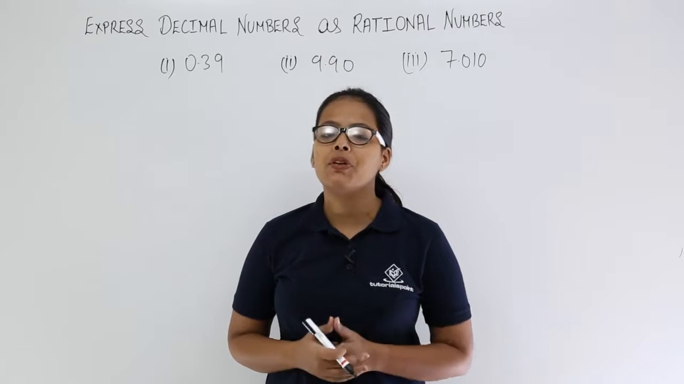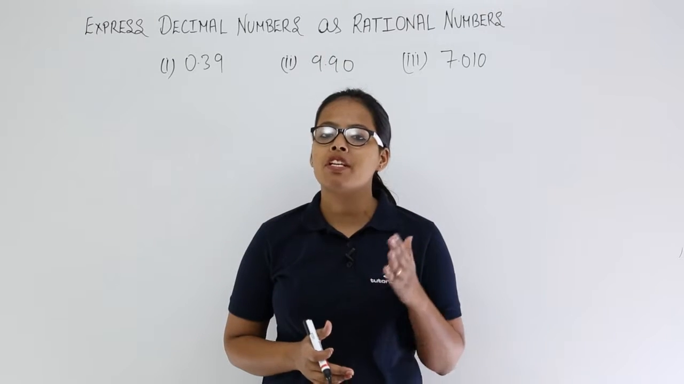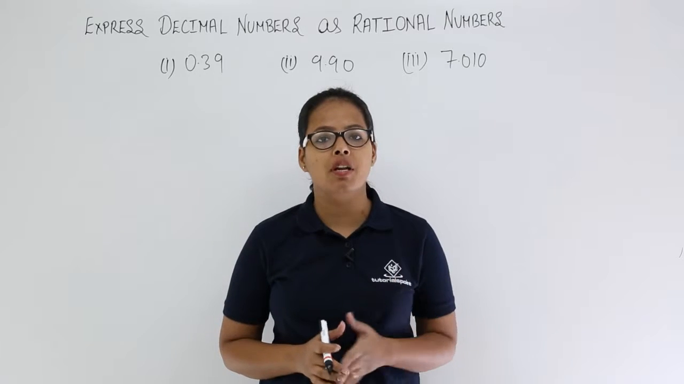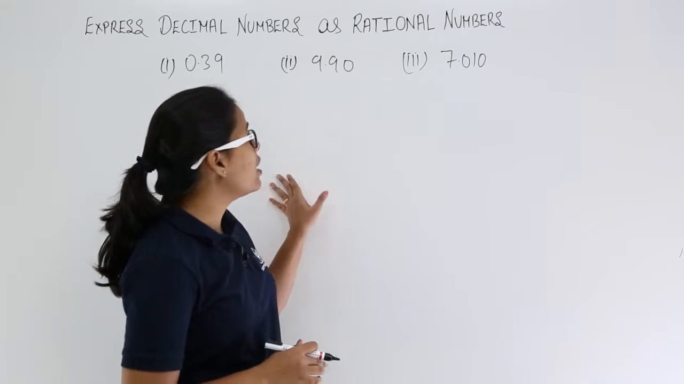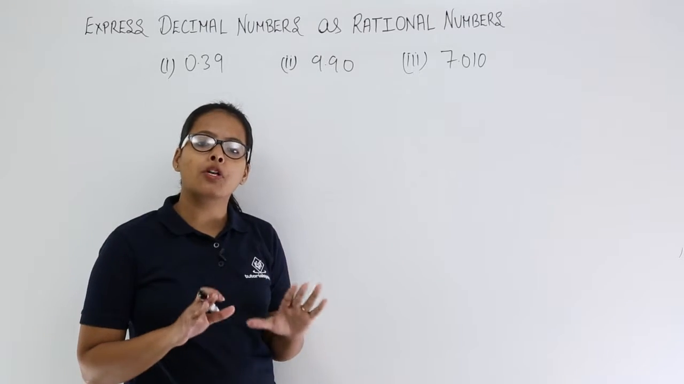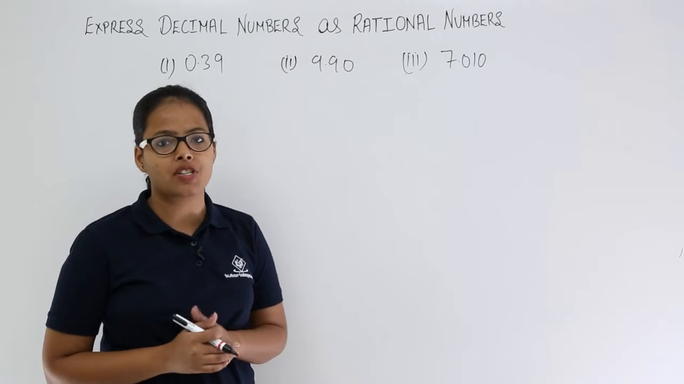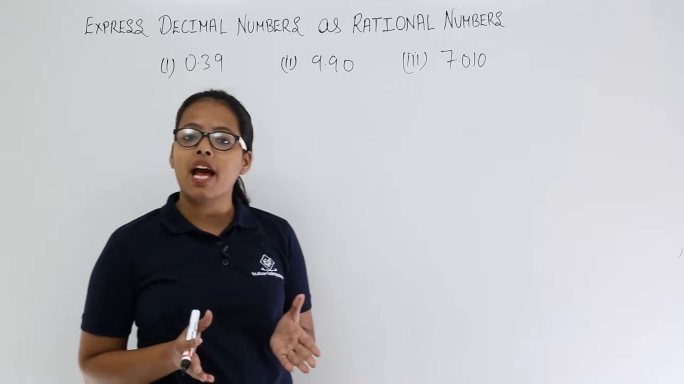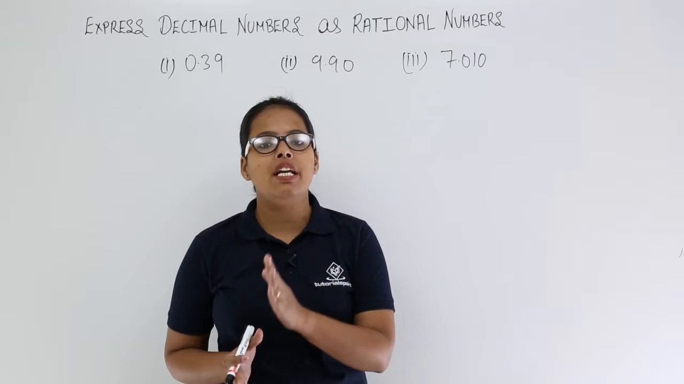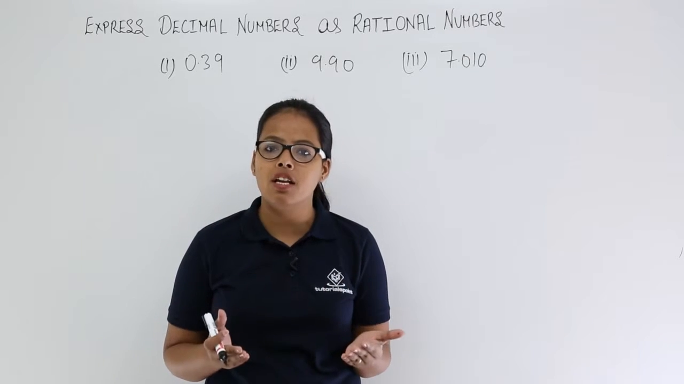Hello guys, in this video lecture we are going to discuss expressing decimal numbers as rational numbers. You can see that there are 3 decimal numbers. Now what you have to do here is convert these decimal numbers into rational numbers. As you know, what are rational numbers? Integer by integer fractional form is a rational number.